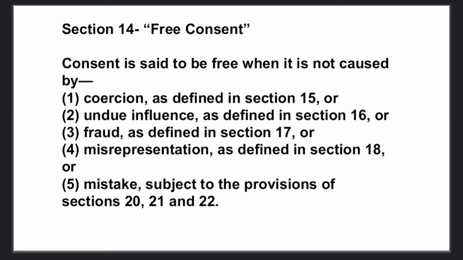As you can see, there are 5 things. If these 5 things are present in the consent, then the consent is not free. What are those? They are coercion, undue influence, fraud, misrepresentation, mistake. All these things have been defined in the respective sections, as you can see in 15, 16, 17, 18, 20, 21 and 22. We are going to learn about each of these in the next video, but let us first understand the importance of free consent in a valid contract.